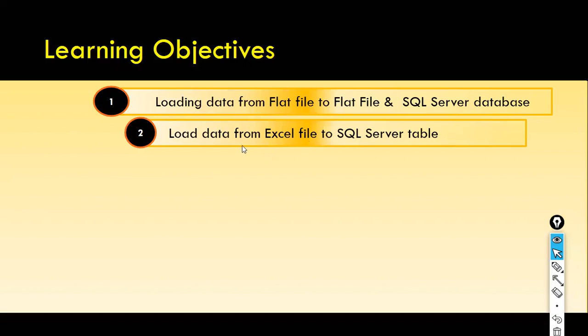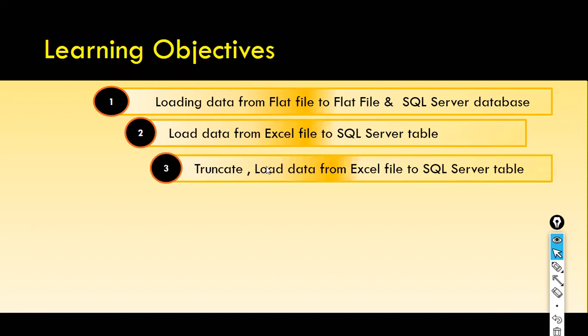database, and how we load the data from Excel file to SQL Server table, and also how we can truncate the data and then load the data from Excel file to SQL Server table. Let's say in your table you already have the data, but before you load the new data into your target SQL Server table, you want to delete the data first from the target table, which is available in your SQL Server, and then load the data from your Excel file.